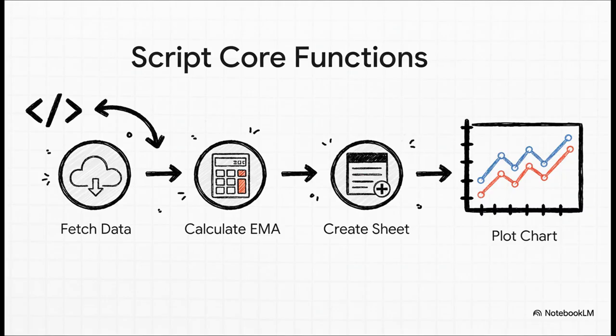And just like that, the script gets a major upgrade. It now automatically reaches out and pulls the last 120 days of TQQQ closing prices, does all the math for that 21-day EMA, creates a totally new sheet called Chart, and then actually plots both the price and the EMA right on it. We've officially gone from just some abstract code to a real visual output.